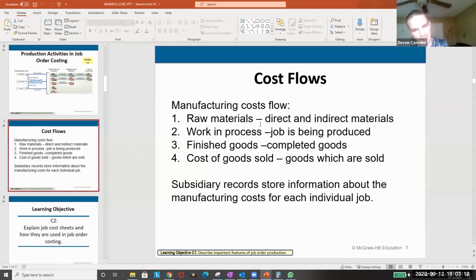And so this is just a narrative of that visual previously. So manufacturing cost flow, we have our raw materials. Those are our direct and indirect materials. We have our work in process. That's a job that has just been started. Our finished goods is when we completed the job, and our cost of goods sold is when it's sold.